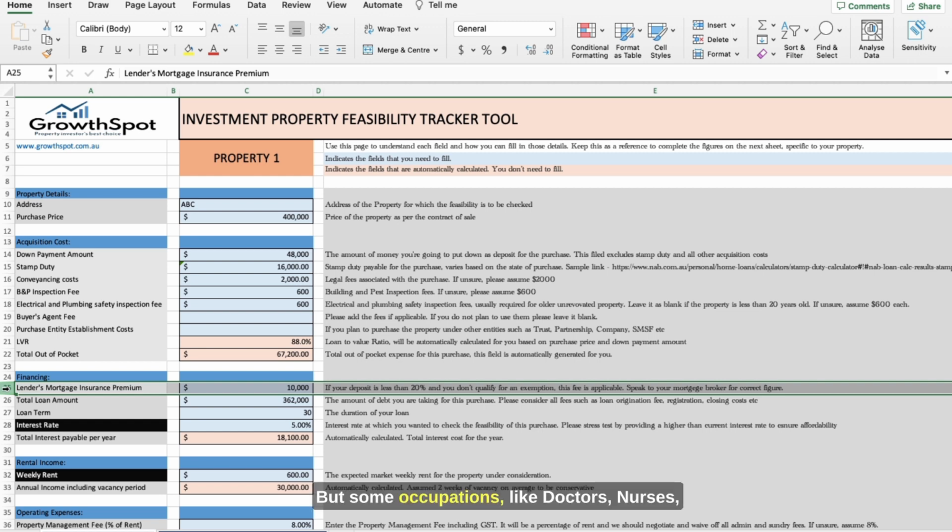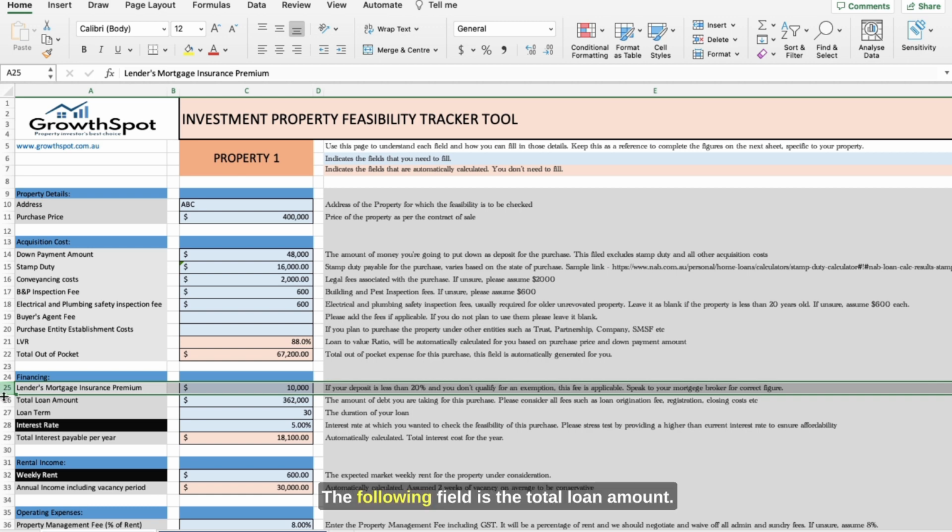But some occupations like doctors, nurses, accountants, IT professionals, etc. qualify for an exemption from specific lenders. So please double check with the mortgage broker whether you are eligible. If you qualify, it can save you a lot of money.